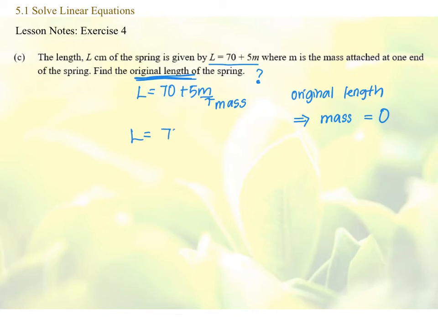So now we're going to put mass to be equal to 0. Our length will be 70 plus 5 times 0. 5 times 0 will give us 0. And that means the original length will be 70 cm.